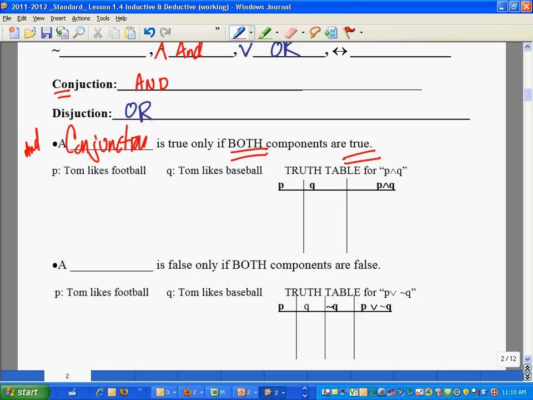So here's what you guys need to memorize. A disjunction is only false when both are false. A disjunction, put or next to it. Conjunction, put an and next to it. And. Okay, these two statements.